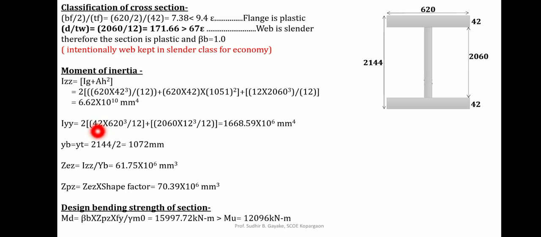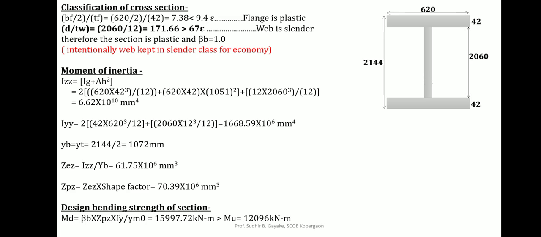Similarly, you calculate moment of inertia about y side also, dB cube by 12, and for this the parallel axis term is not there, therefore your value of h is going to be 0, only moment of inertia is to be considered. Now similarly calculate extreme fiber distance, y bottom and y top, total depth divided by 2. Calculate elastic section modulus and calculate plastic section modulus with the help of shape factor. Now shape factor value is directly 1.14 for rectangular sections. So now the plastic section modulus we are getting as 70.39 into 10 raised to 6 mm cube.